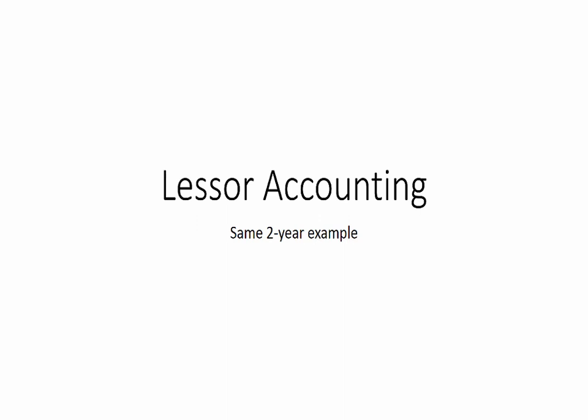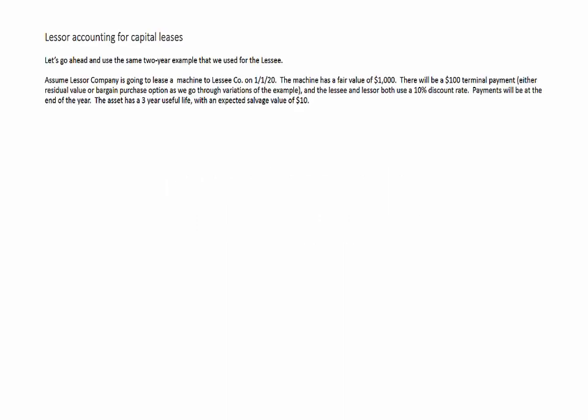Let's go ahead and go through an example of lessor accounting, and let's use the same 2-year example we used for the lessee. And again, the same example was: assume that lessor company is going to lease a machine to lessee company on January 1st, 2020. The machine has a fair value of $1,000.